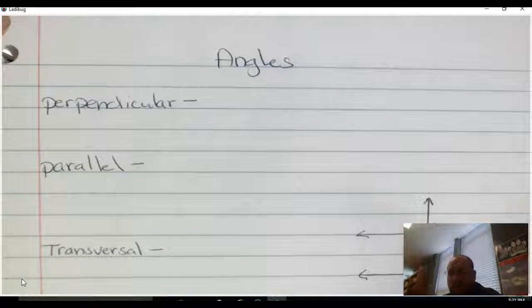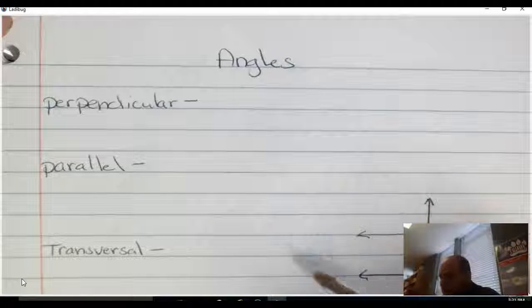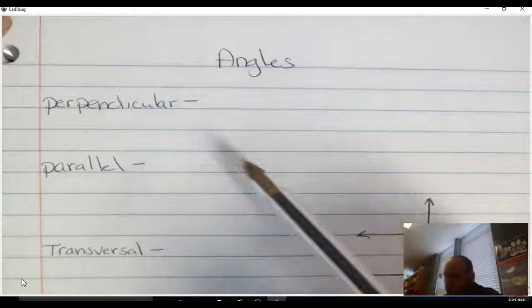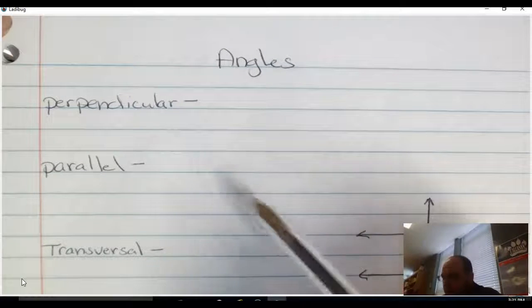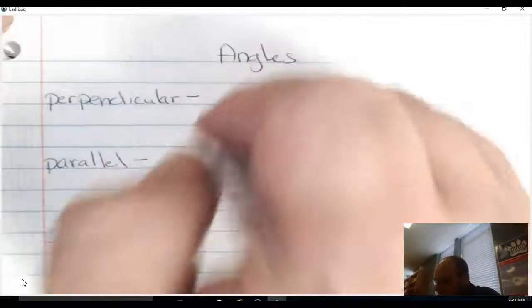Let's go ahead and talk about angles. So before we start, we need to go ahead and cover some vocabulary words. The first vocabulary word I'm going to identify is the word perpendicular. Basically, what you need to know about perpendicular.